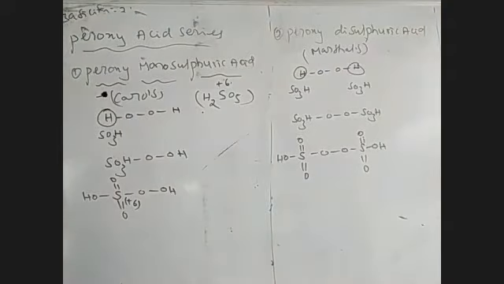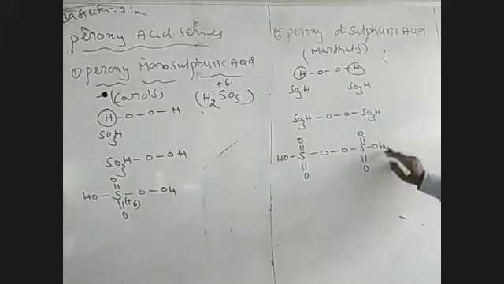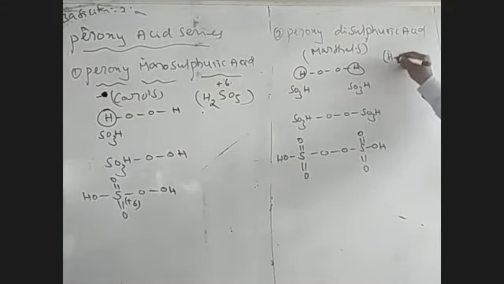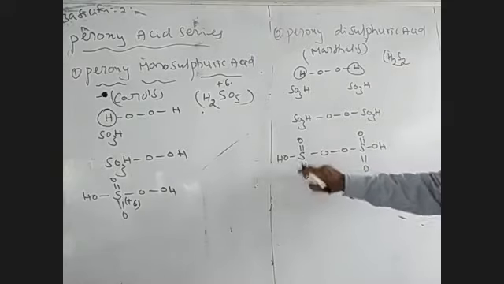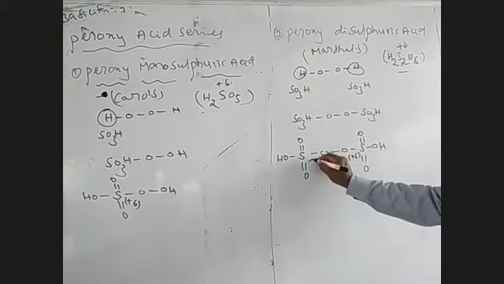Therefore, the molecular formula of peroxy disulfuric acid has two hydrogens, H2, two sulfur atoms, S2, and a number of oxygens: 1, 2, 3, 4, 5, 6, 7, 8. So it is H2S2O8. The oxidation state of sulfur is taken as +6. Here in H2S2O8, the oxidation state of sulfur is +6 and +6.